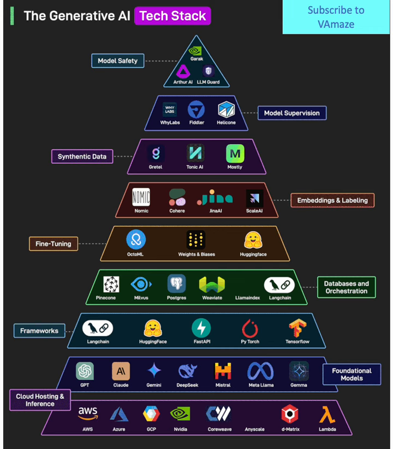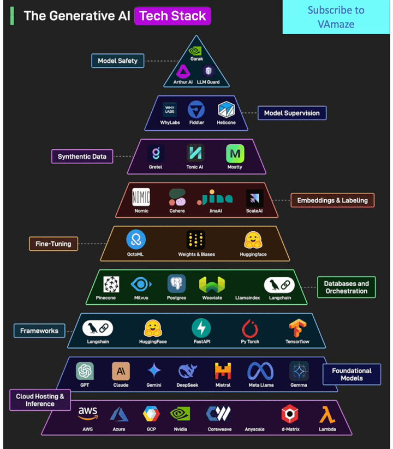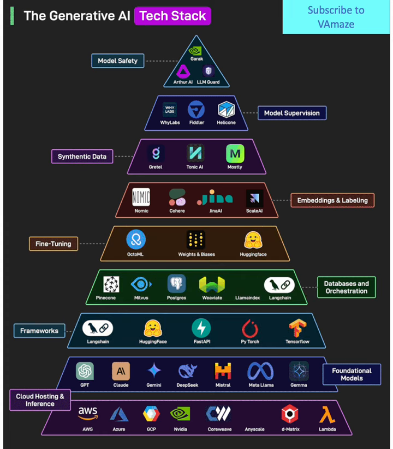EC2 instances, specialized GPU instances P4, P3, and G4 optimized for AI workloads. SageMaker, end-to-end machine learning platform for model training and deployment. Bedrock, managed service for accessing foundational models via APIs. Inferentia, custom AI chips designed for high-performance inference.